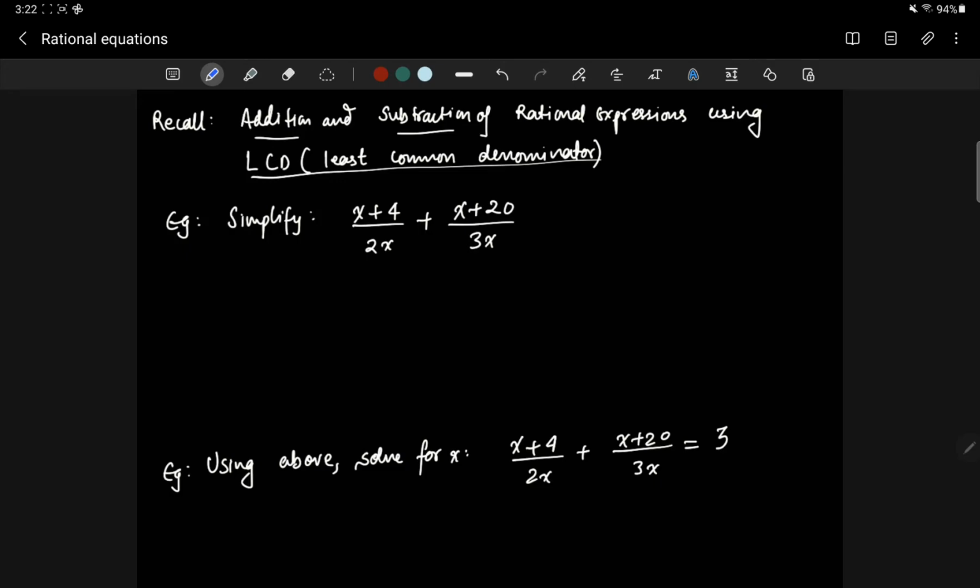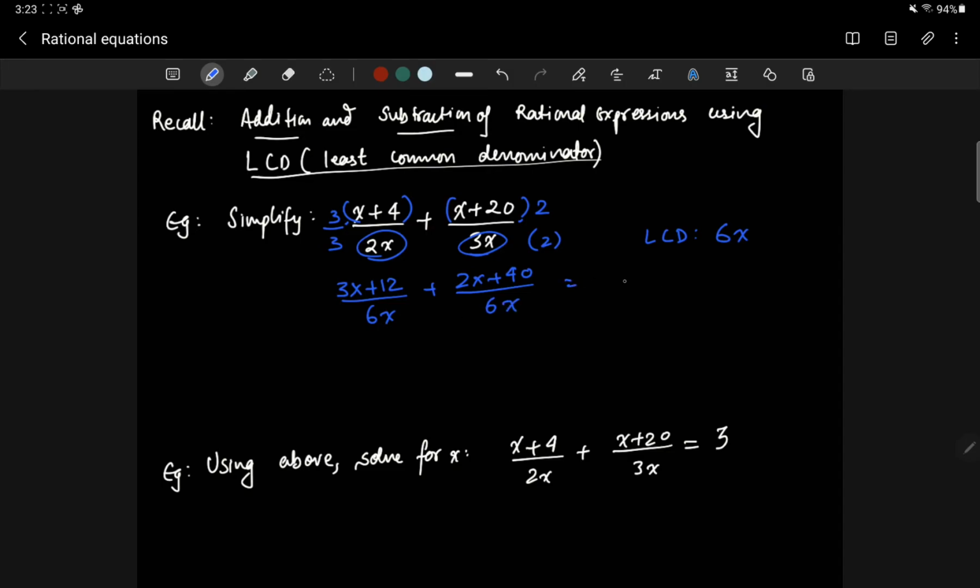So for example, if I have to add these expressions, I try to find the least common denominator, which is 6x. To get a 6x in the first one, I multiply and divide by 3, and to get a 6x in the second one, I multiply and divide by 2. When I do that, I get 3x plus 12 over 6x plus 2x plus 40 over 6x.